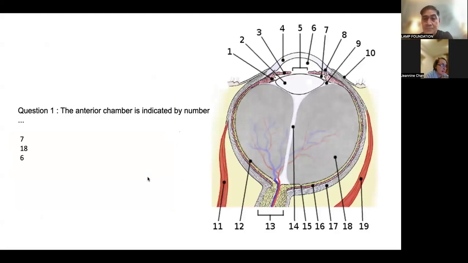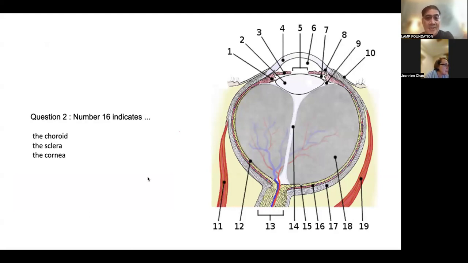18. No. Think again. So it's 6. Definitely not number 5. There is no 5. Seven? It's not number 7 either. Sorry, the answer is number 6. I did not get back to number 16, which is the choroid. You can see the colored area, those are the blood vessels.